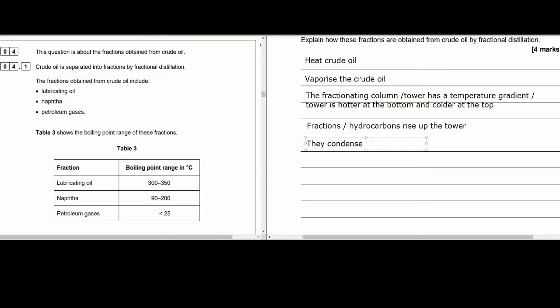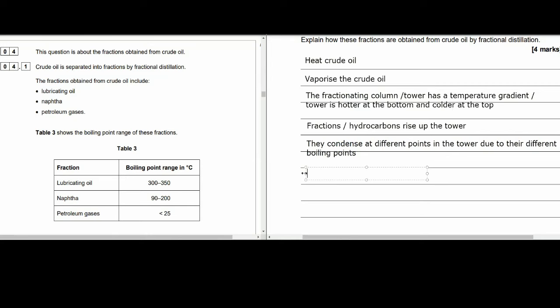So, as they rise up the tower, each different hydrocarbon or fraction condenses at a different place. So, this word condense is going to get you a mark. They condense at different places. And the second part of this, which gets you another mark, is to say because they have different boiling points. So, the different fractions have different boiling points.